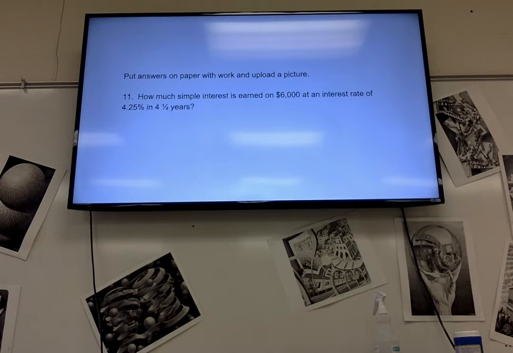So let's go over the study guide. How much simple interest is earned on $6,000 at an interest rate of 4.25% in 4.5 years?